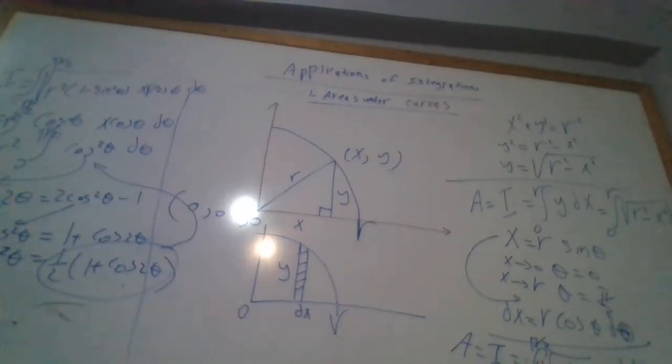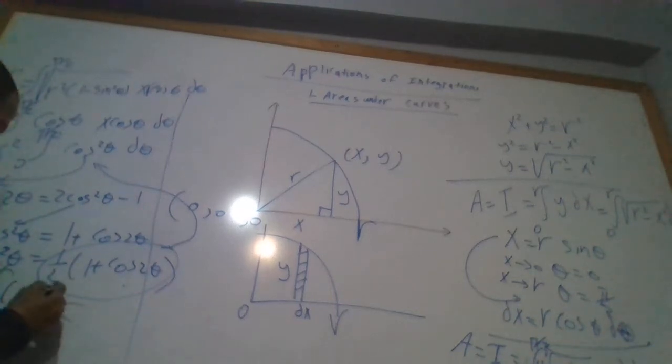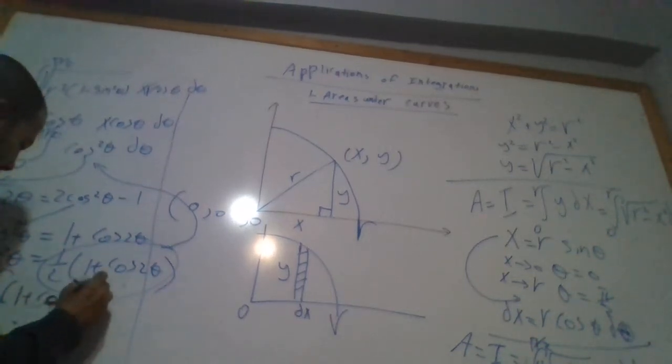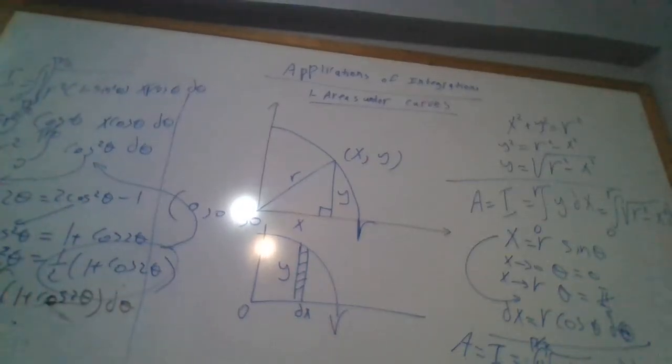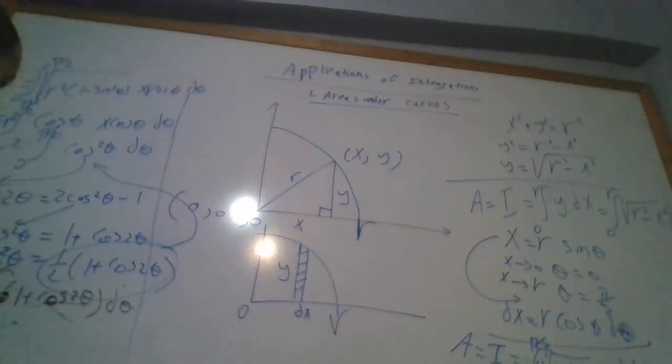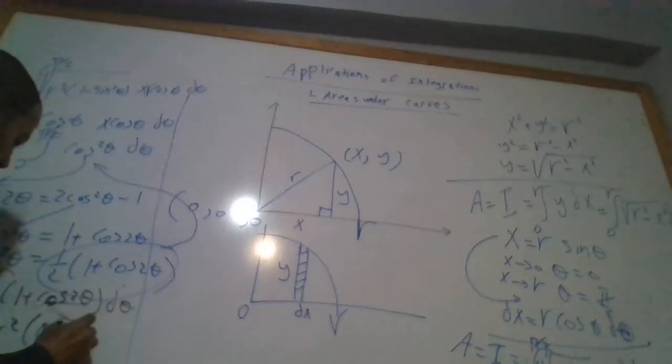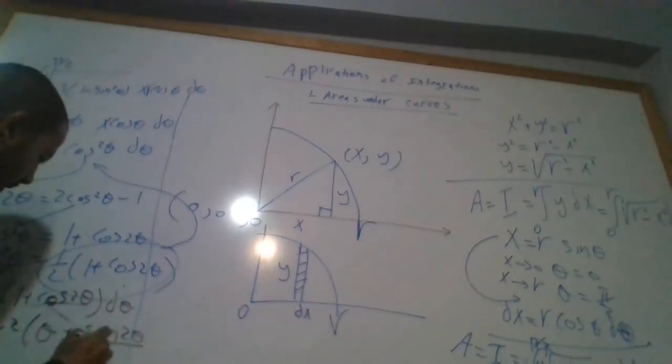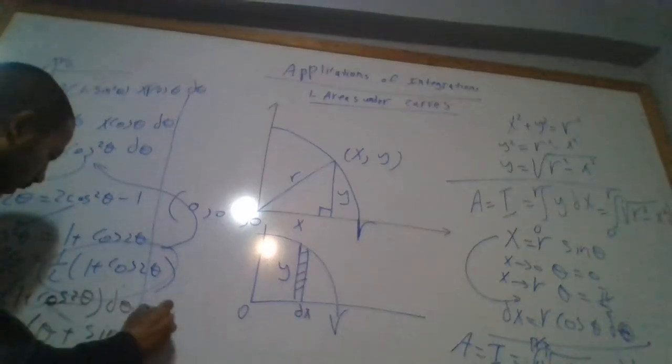I equals the integral from 0 to pi over 2, with r squared outside. After that, we have half times 1 plus cosine 2 theta d theta. Now we are going to do the integration. After that, half r squared times theta plus sine 2 theta divided by 2, from 0 to pi over 2.